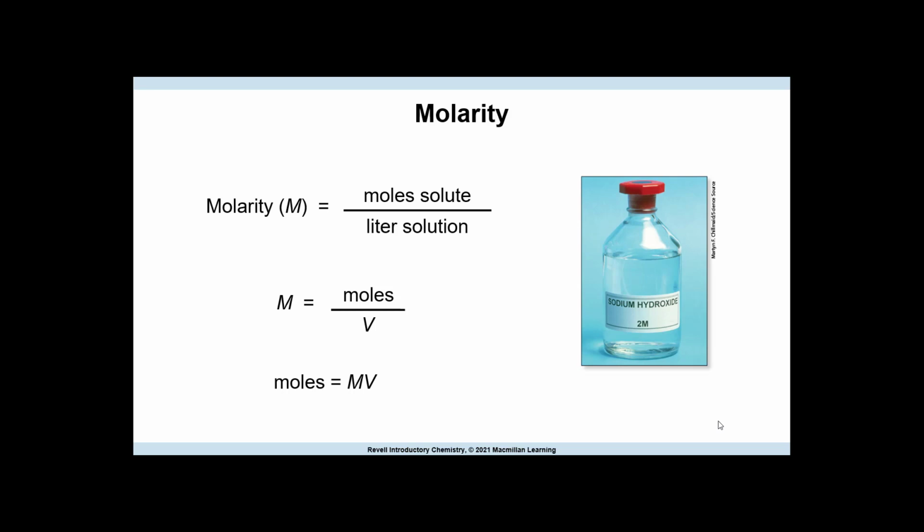We commonly write this in an abbreviated form as M equals moles over V, where V is the volume in liters. The molarity equation also allows us to find the number of moles present, given the concentration and the volume. Since molarity is equal to moles over volume, we can rearrange the equation to solve for moles.